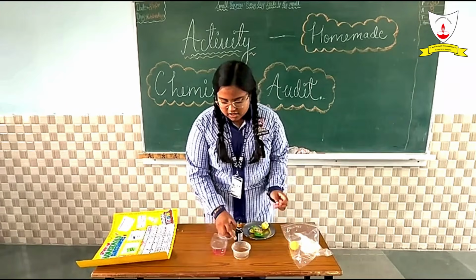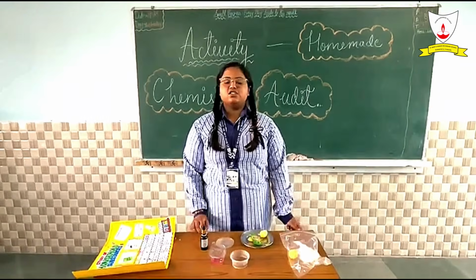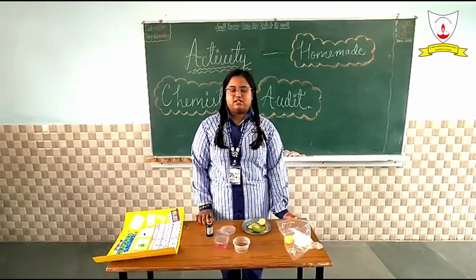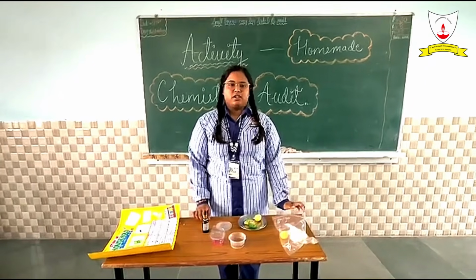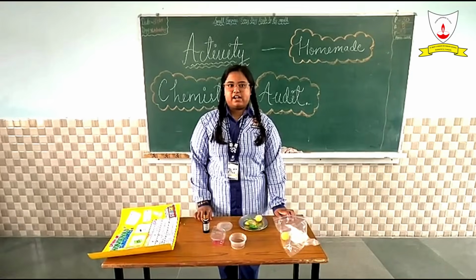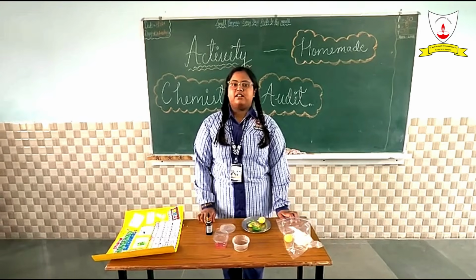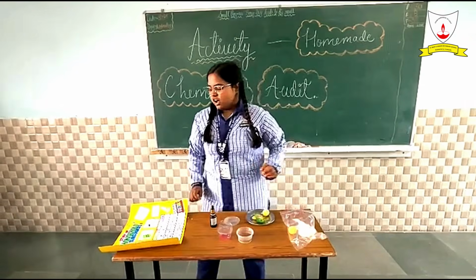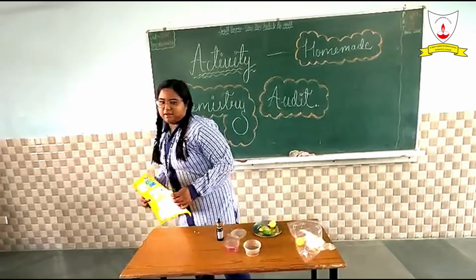So the aim of this activity is to show how natural indicators can be used to know the different types of materials present at our home and determine whether they are acidic, basic or neutral. I have prepared this chart.